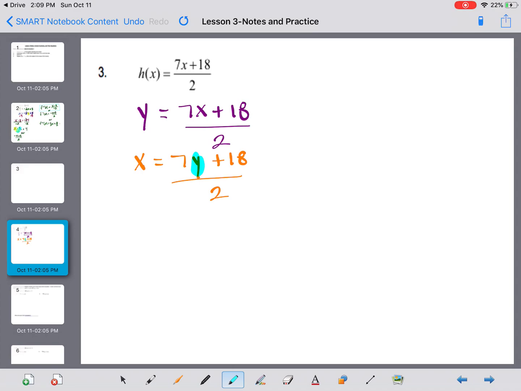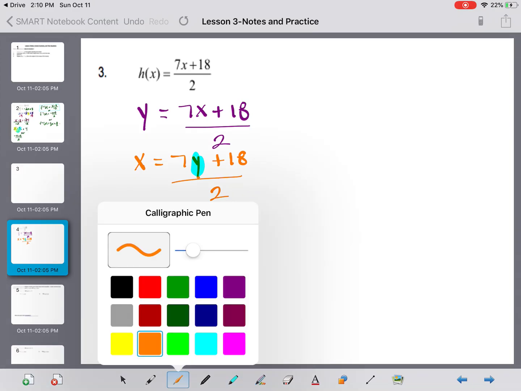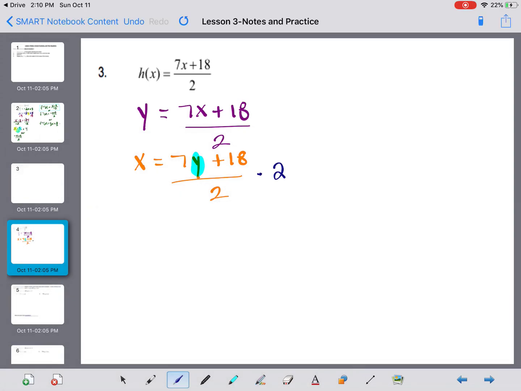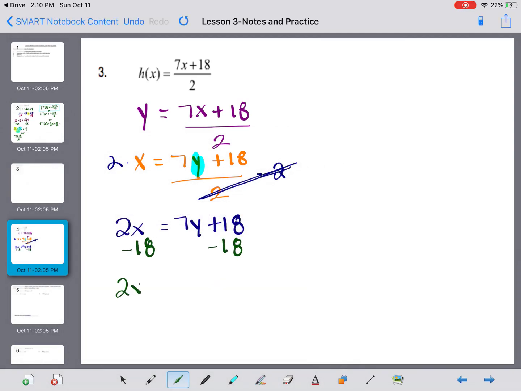To do that, we need to get rid of the denominator. So I'm going to multiply both sides by 2. When I do that, the 2's just cancel. You don't distribute the 2 to the top. They just cancel out. So we're just left with 2 times x is 2x, 7y plus 18. Then we keep solving for y. I'm going to move the 18 over. So I get 2x minus 18 equals 7y.